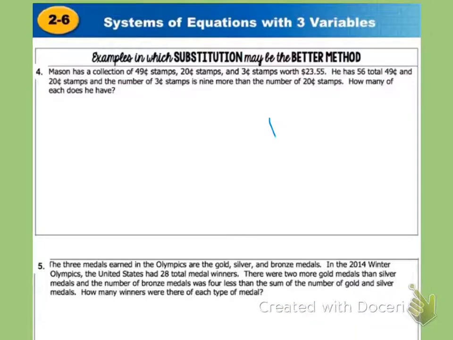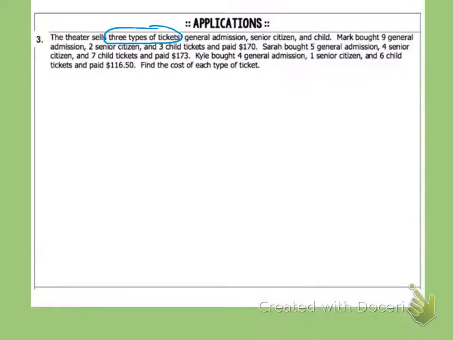So basically each of those sentences that we just read is going to represent one of the equations in our system. And if we just set our variables, so general admission, say we call it G, senior citizen, maybe we call it S, and children's we call C, we can take each one of those sentences and convert it over into an equation. So the first one we're going to look at is the Mark situation, and Mark bought 9 general admission, so 9G, 2 senior tickets, and 3 children's tickets for a total of $170.